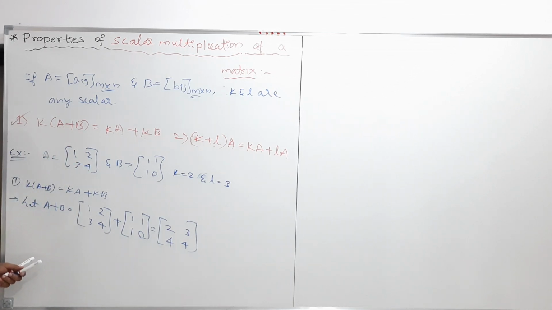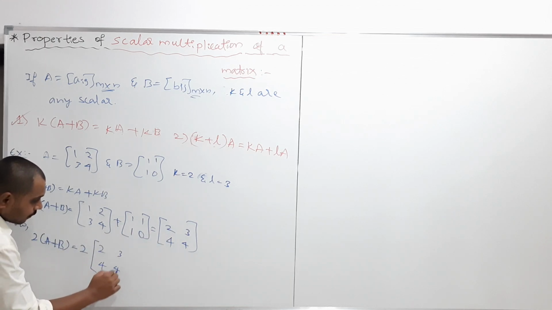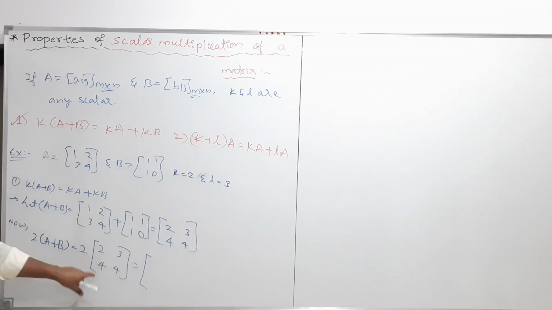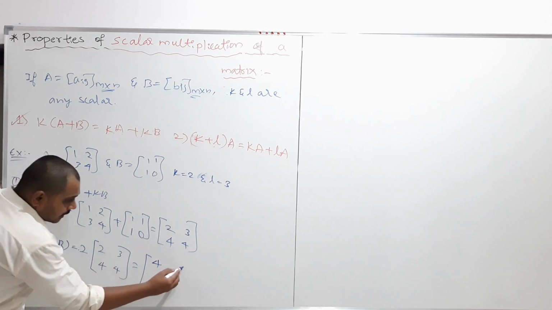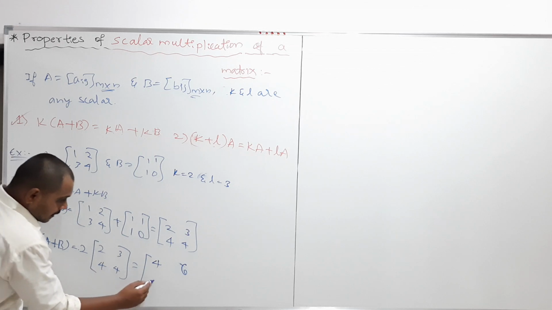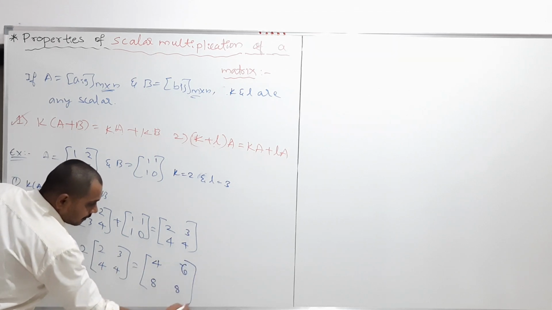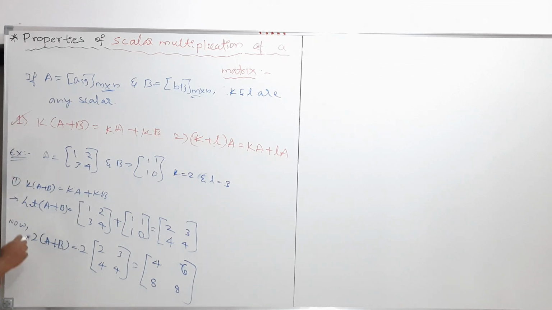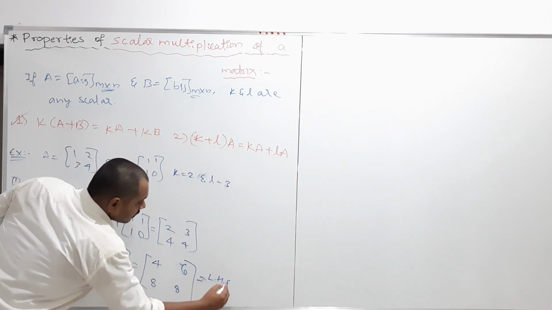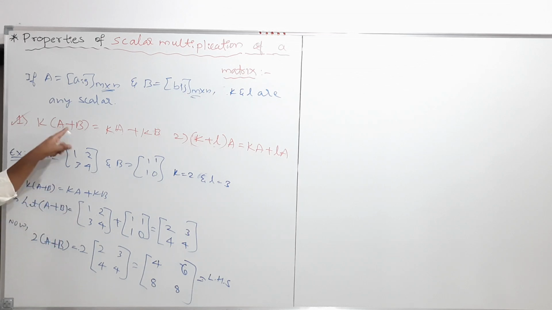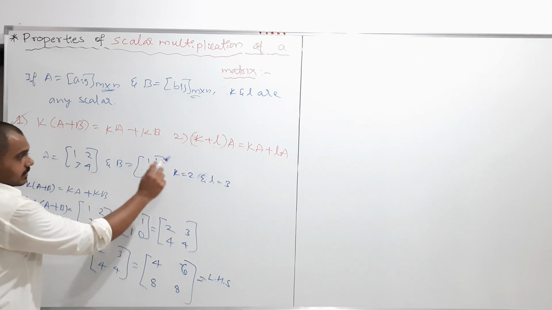Yes. Now consider K into (A plus B). K value here is 2, so 2 into (A plus B), and A plus B is 2, 3, 4, 4. How to multiply a matrix with a scalar or constant? We multiply each element of the matrix. So 2 2's are 4, 2 3's are 6, 2 4's are 8, and 2 4's are 8. This is 2 into (A plus B). This is your LHS. I am verifying the first property by taking the example, where A and B are the matrices, K value is 2 and L value is 3.